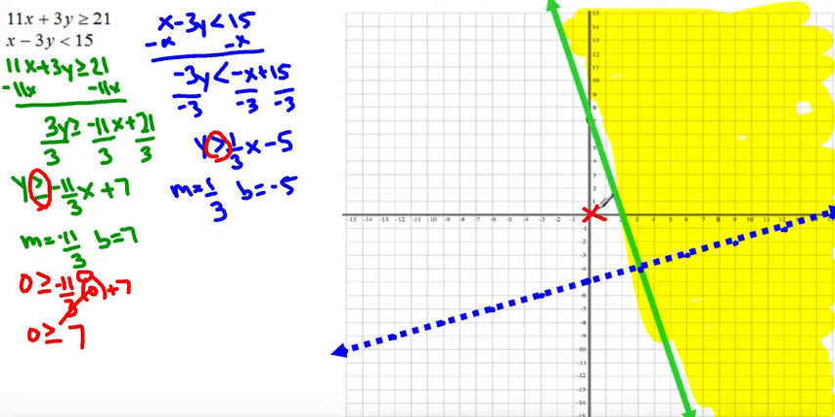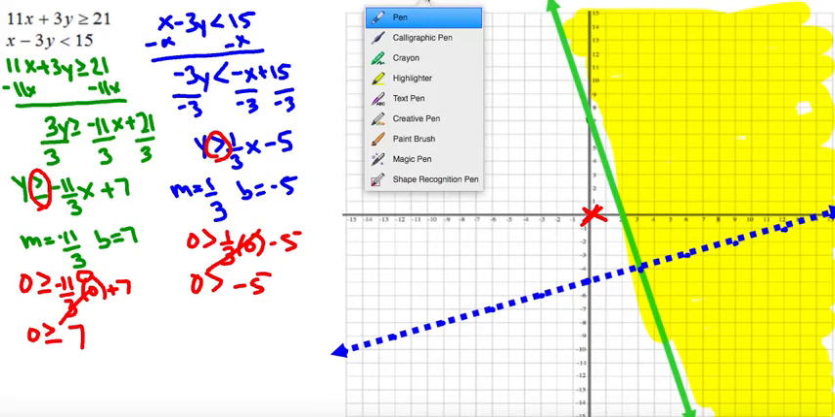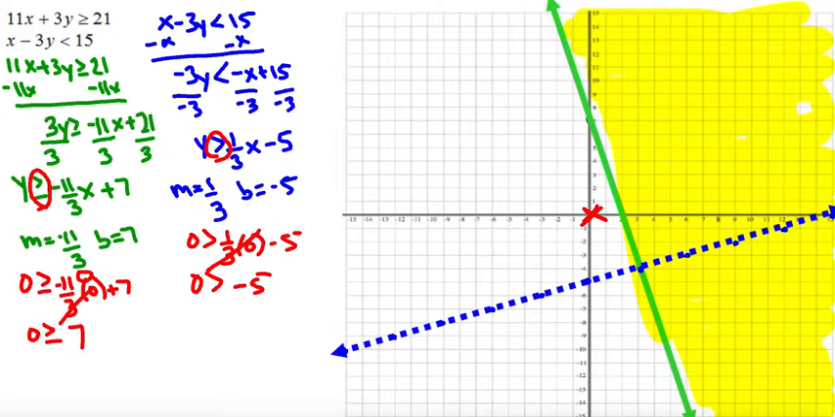And then I'm plugging in the 0, 0 point to test whether I shade above the blue line or below the blue line. So if 0 is greater than 1/3 times 0 minus 5, so 0 is greater than negative 5. And this is true. 0 is greater than negative 5, so I have to shade everything above the blue line. And everything above the blue line is this area.